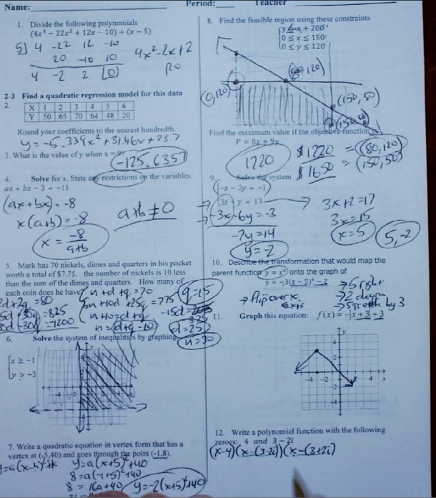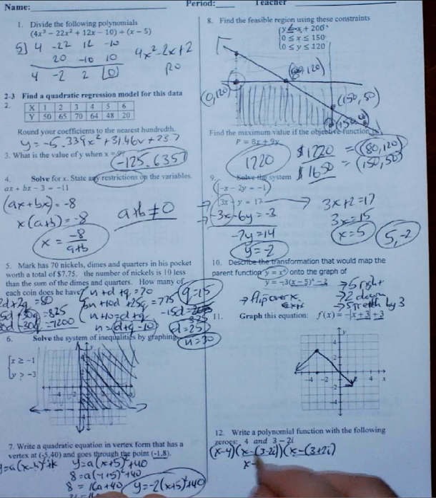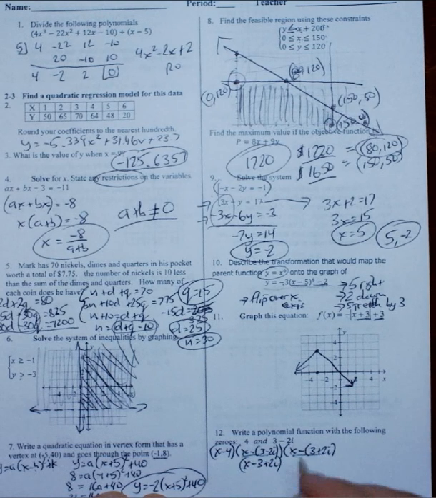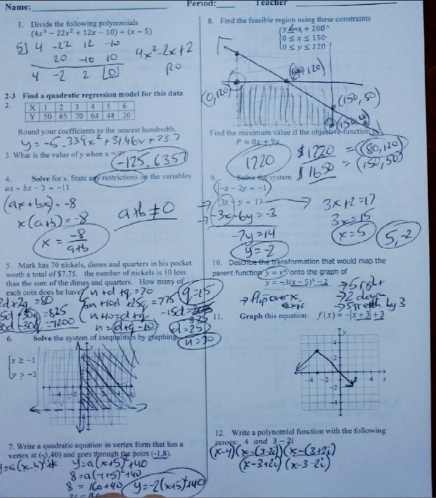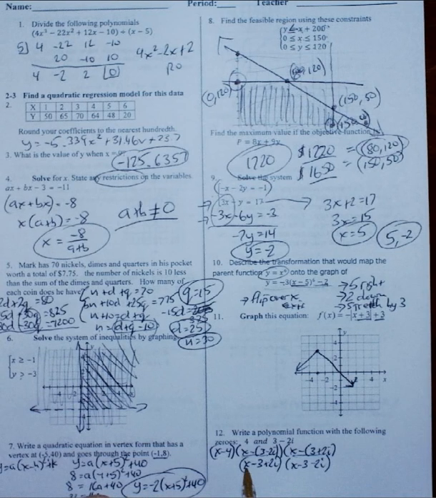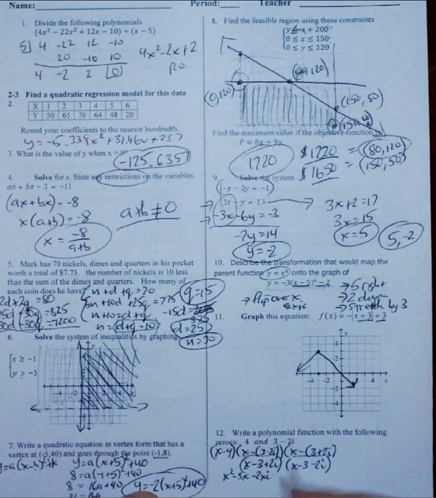I would start by doing this. I would distribute this negative sign. This is going to be x minus 3 plus 2i times this one, which is x minus 3 minus 2i. So I'm going to start by multiplying this x out. I'm going to have x times x, which is x squared. X times negative 3 is negative 3x. X times negative 2i is negative 2xi. Then if I multiply the negative 3 out, this is going to be negative 3x. Negative 3 times negative 3 is positive 9. Negative 3 times negative 2i is positive 6i.